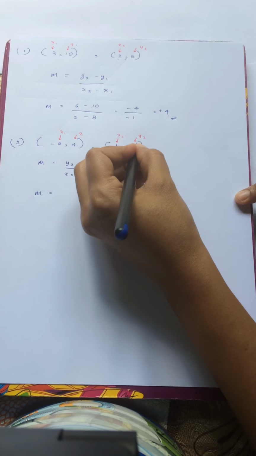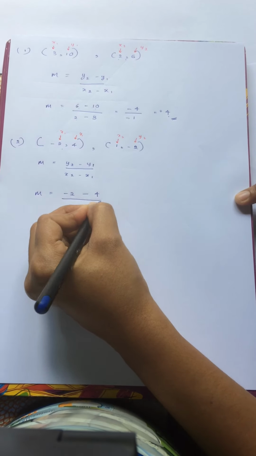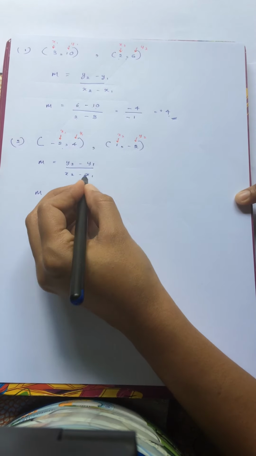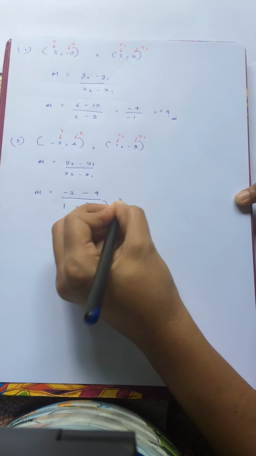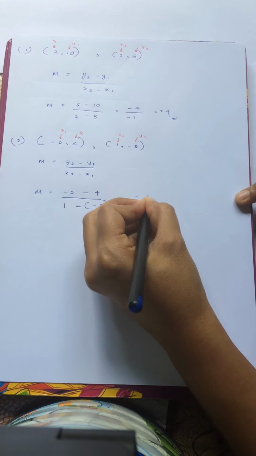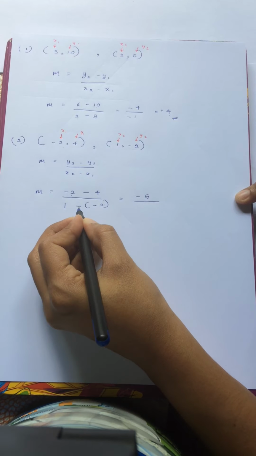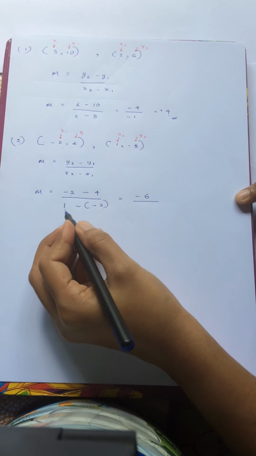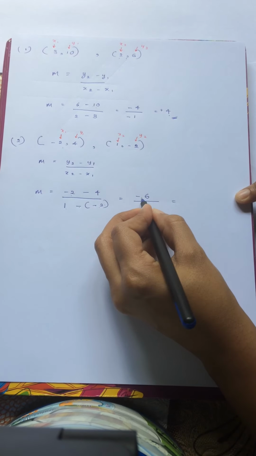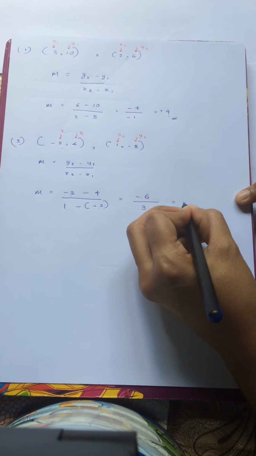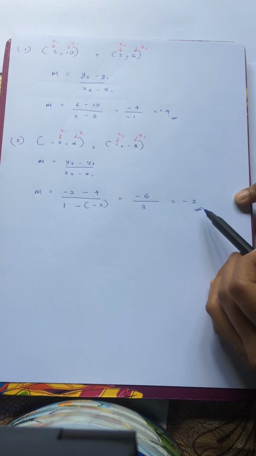M is equal to y2 means negative 2 minus y1 is 4, over x2 is 1, minus x1 is negative 2, so I am going to use a bracket here. Negative 2 minus 4 is negative 6. 1 minus negative 2. Minus into minus becomes plus. 1 plus 2 is 3. Then negative 6, when you divide by positive 3, the answer will be negative 2. Therefore, the gradient will be negative 2.